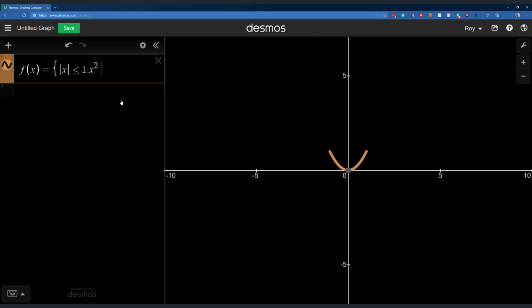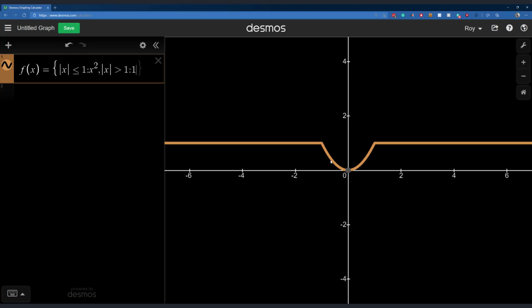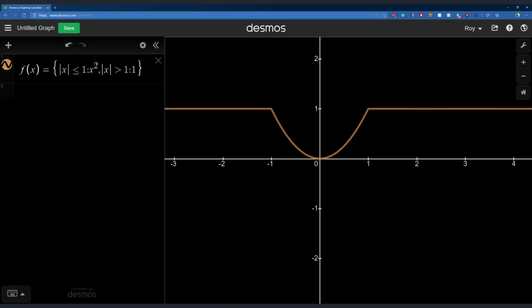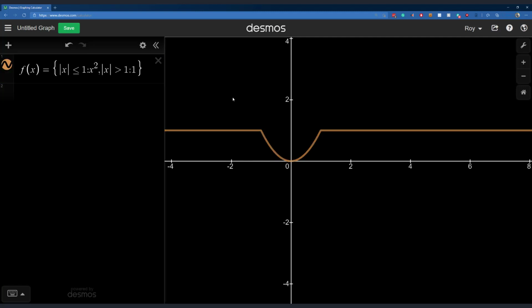The way you could read that is, if the absolute value of x is less than or equal to 1, then the function is x squared. And you can see it over here on the right-hand side. Then you put a comma for the next piece of the piecewise defined function. Whenever the absolute value of x is greater than 1, our function will be 1. So I'll put a little colon here and I'll put a 1. And now we have our piecewise defined function shown beautifully within Desmos. And that's how it's done. And if you have 3 parts to this, you can continue on with that. So piecewise defined functions in Desmos, not bad.